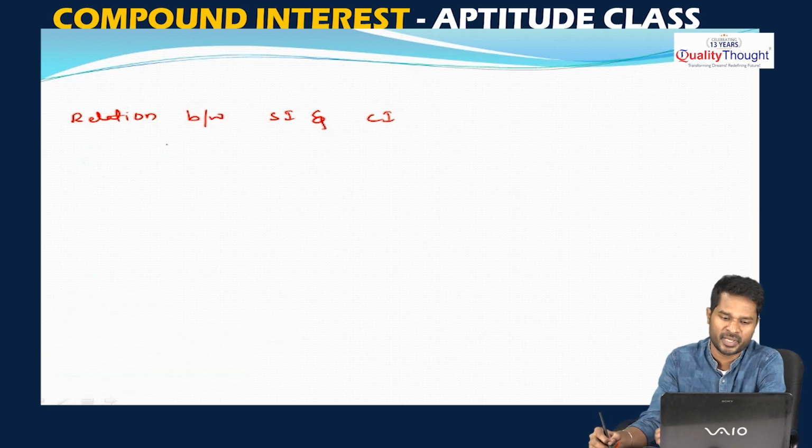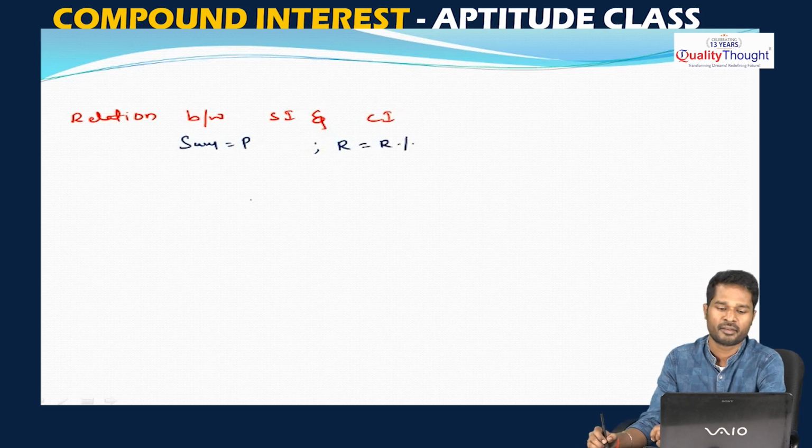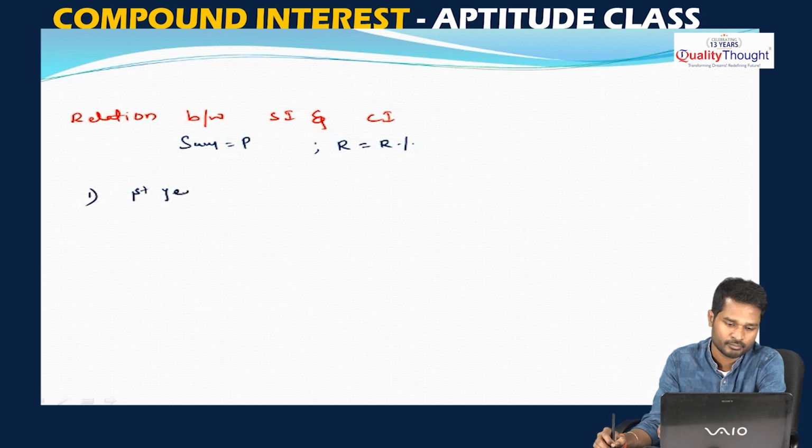Consider there is a sum P, and the rate of interest on this is calculated as R percent. On a sum P at R percent rate of interest, we find the difference between the simple interest and compound interest for the first year. So we will write here the difference for the first year.